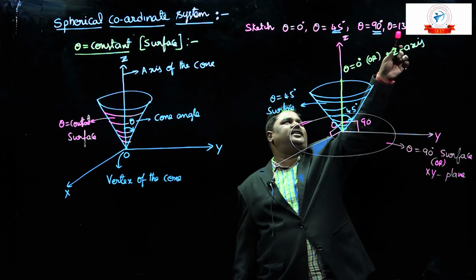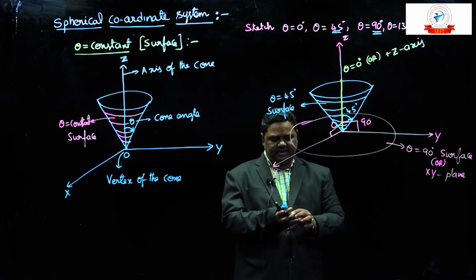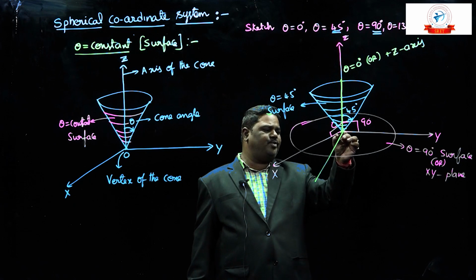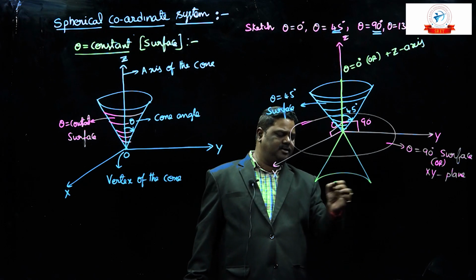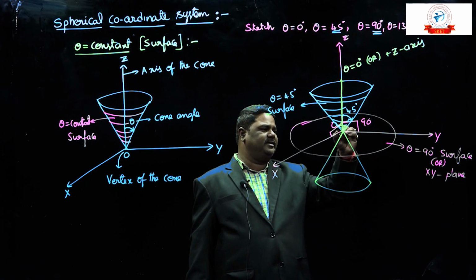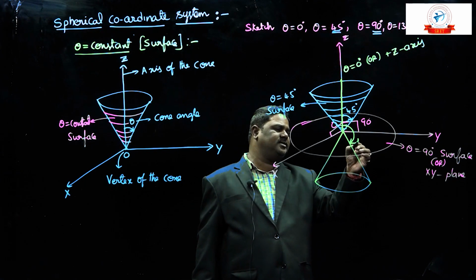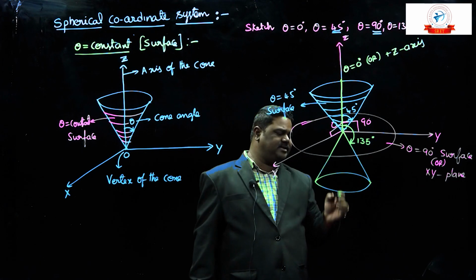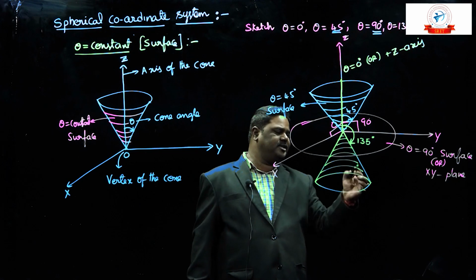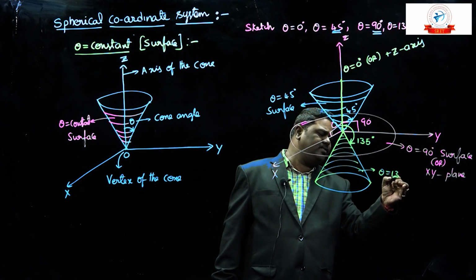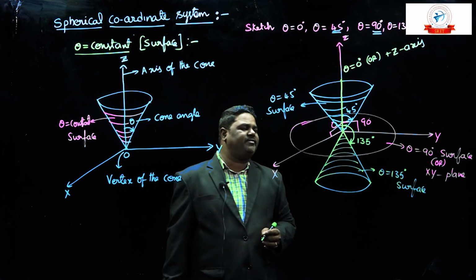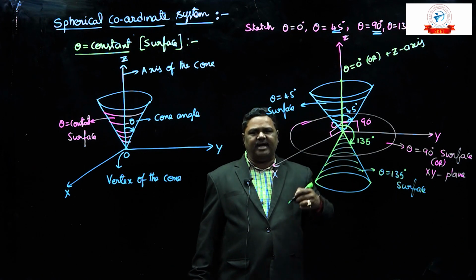Next, consider theta equal to 135. Theta 135 means it should move beyond 90 degrees. Then the cone will become an inverted cone. The angle made with the cone axis, the positive z axis, is 135 degrees. The total surface of this cone is called the theta equal to 135 surface. In this case the cone becomes an inverted cone.